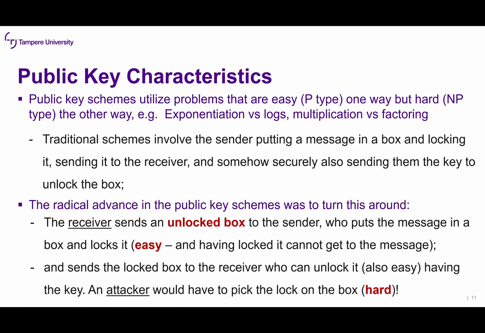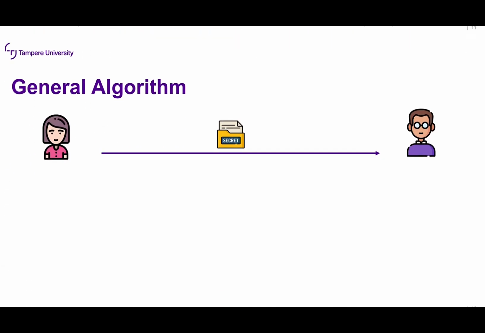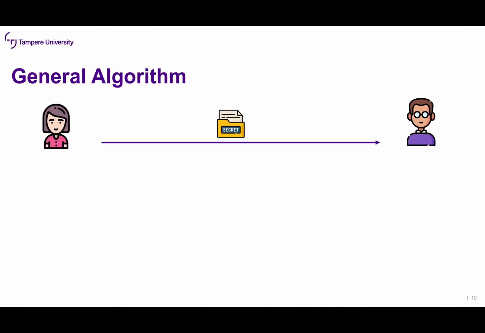Now, an attacker, Eve, would have to pick the lock on the box in order to access the message, and this is the hard part of the procedure. So the general algorithm is, again, we have the same scenario.